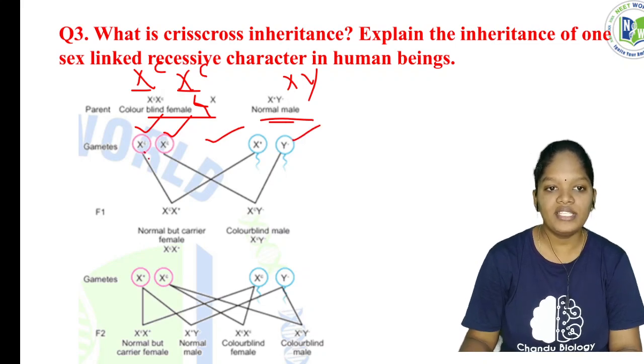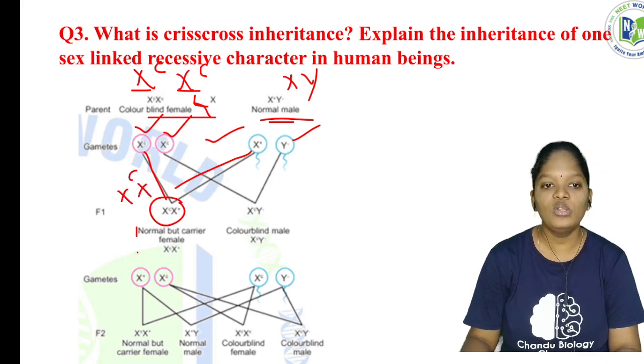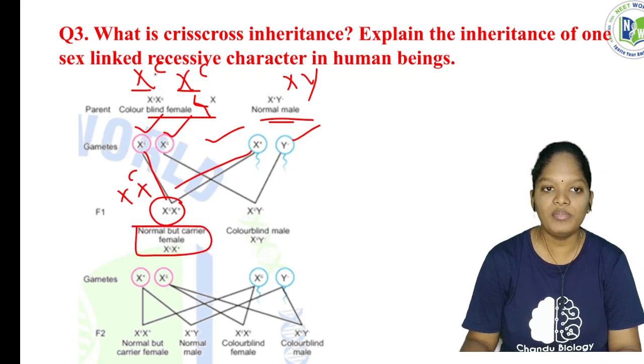So if it is X and X^C, it will be a normal but carrier female, because X^C is present and normal X is present. So a normal but carrier female will be present.